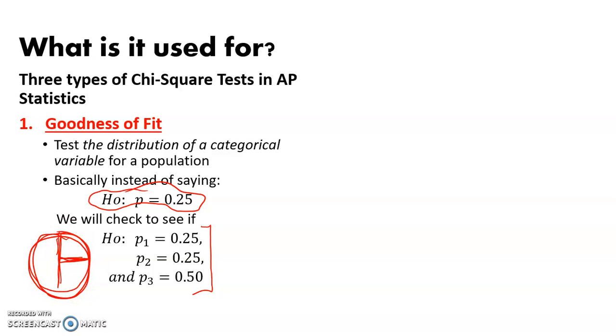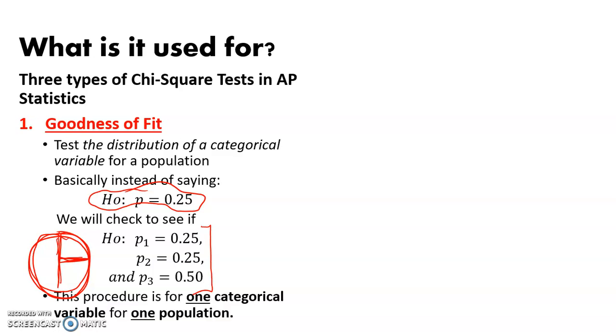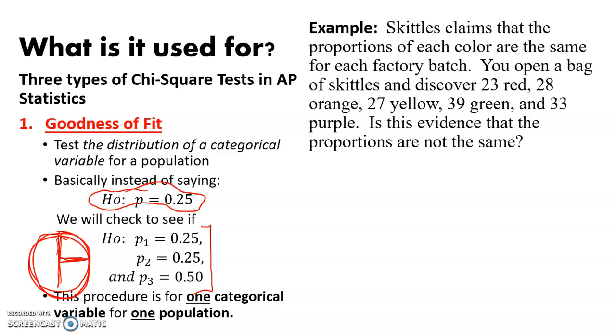So instead of having to do a whole bunch of one proportion tests, we can do them all at the same time with a goodness of fit test. This procedure is for just one categorical variable in one population. For example, let's say that Skittles claims that the proportions of each color are the same for each factory batch. You open a bag and you see there's 23 red, 28 orange, 27 yellow, 38 green, 33 purple. Is this evidence that the proportions are not the same?